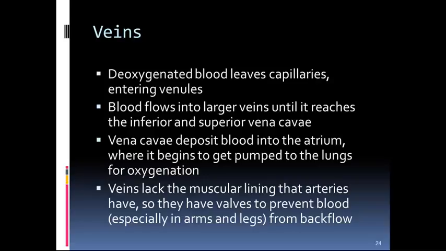Veins carry deoxygenated blood that leaves the capillaries and enters into the venules. Blood flows into larger veins until it reaches the inferior or superior vena cava. The valves in the veins operate by contraction of muscles around the veins. The vena cava deposits blood into the atrium, where it begins to get pumped to the lungs for oxygenation. Veins lack the muscular lining that arteries have, so they have valves to prevent the blood from backflow.